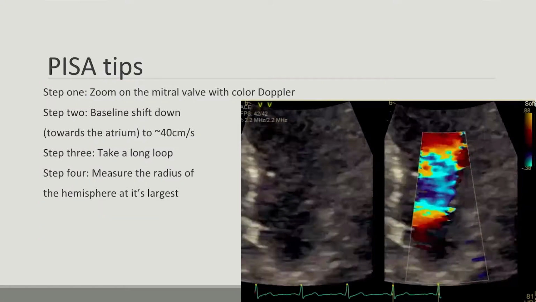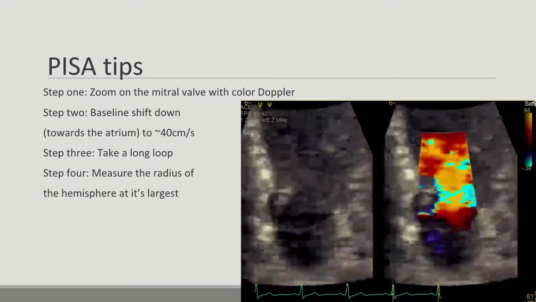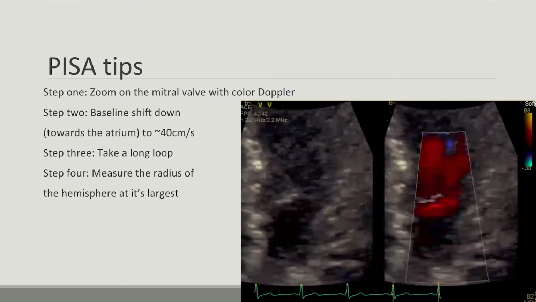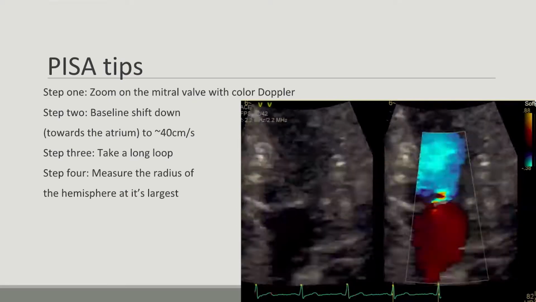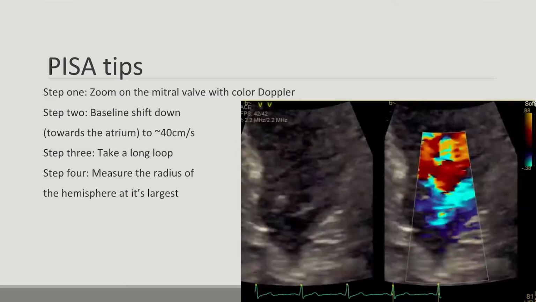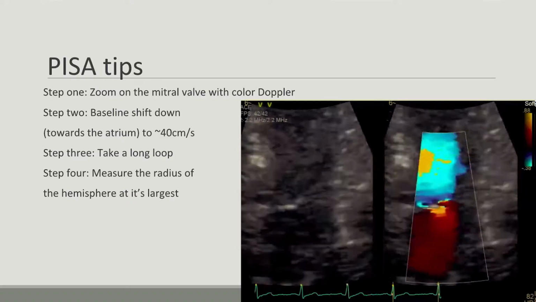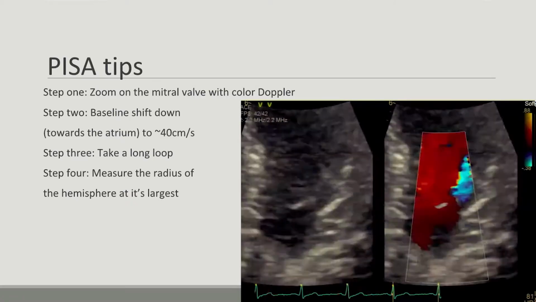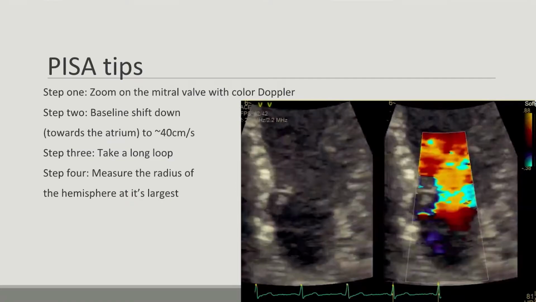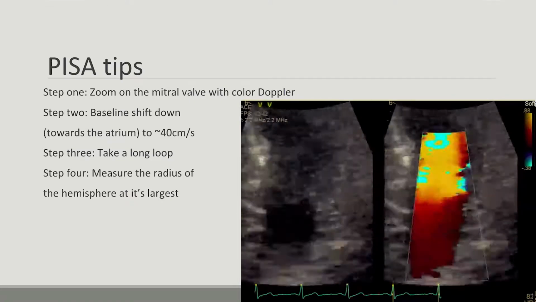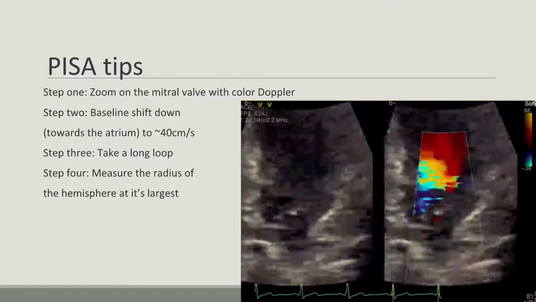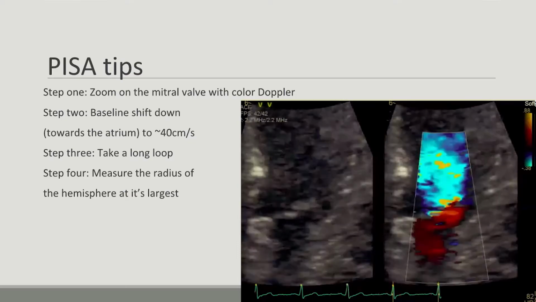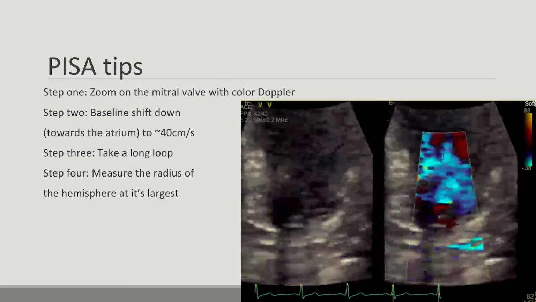PISA, or proximal isovelocity surface area, is another calculation we can do to quantify mitral regurgitation. We measure a PISA radius to calculate how big the hole is that the blood is going back through. To do this, we need to really hone in on the valve. I first zoom on the mitral valve, excluding most of the atrium so I can see the leaflets clearly. Next, I shift the baseline of the color Doppler down to around 40 centimeters per second. This makes the calculation a little easier.